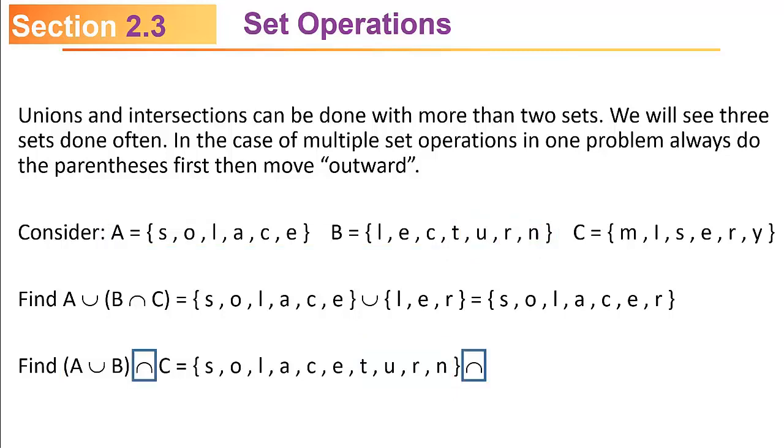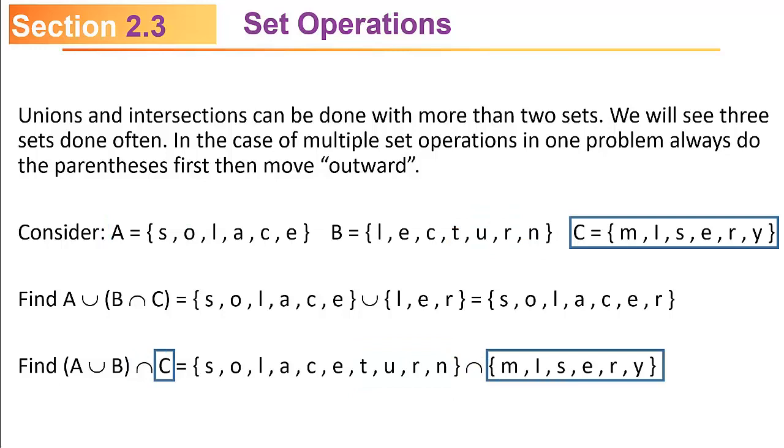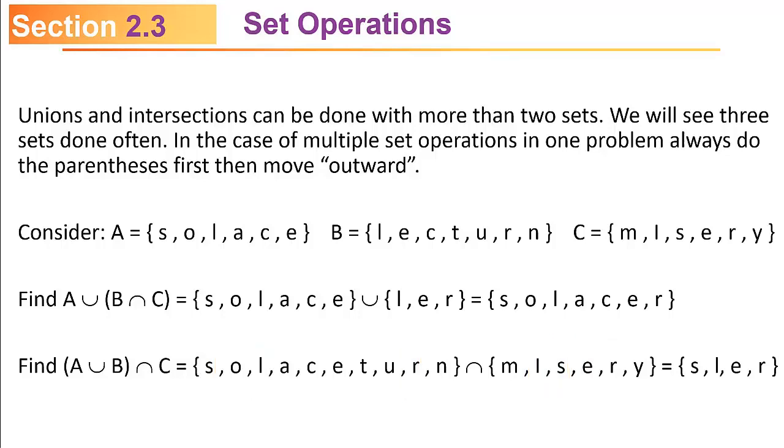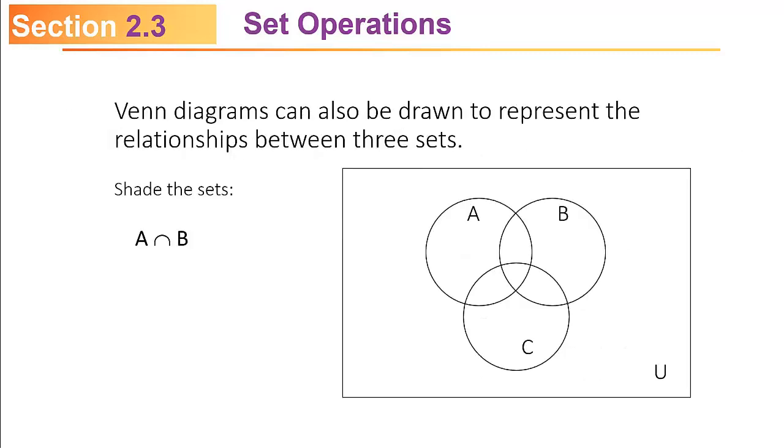S, O, L, A, C, E, T, U, R, N. Now on the other side of the intersection symbol you have C, and because we're getting way down on the slide, I'll just relist what C is from up high. C is the set containing M, L, S, E, R, I, and now I'm doing intersection. Intersection means overlap, which means the elements are in common. If you look through there, both have an S, both have an L, both have an E, both have an R, so the intersection is the set containing S, L, E, and R. And there you go. This is not difficult, but you do need to be careful, and you need to pay attention to the grouping symbols.